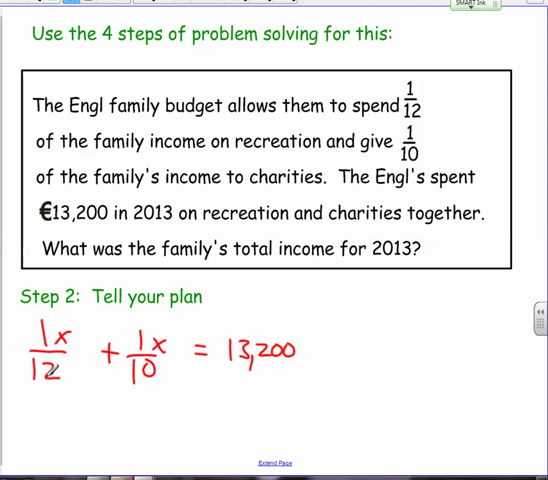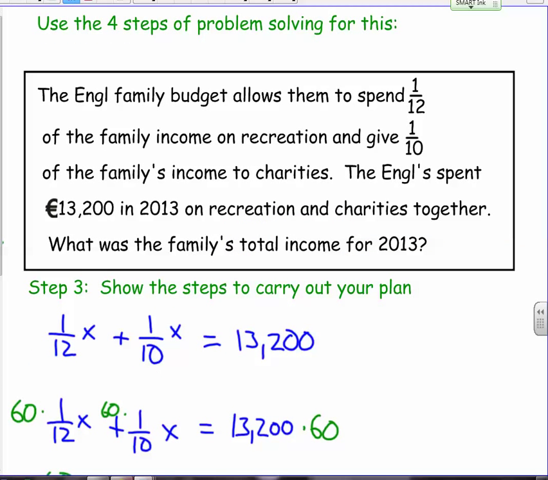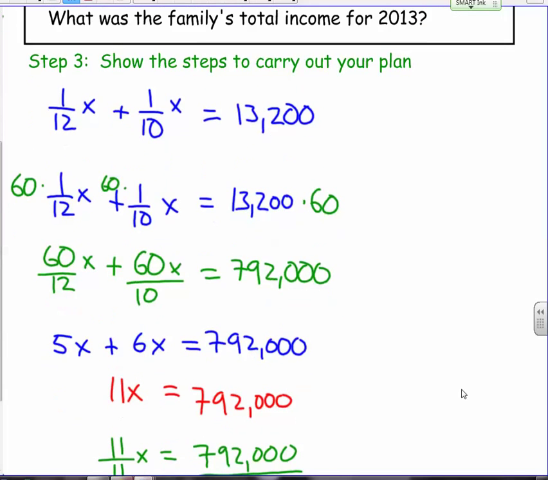So we have 1/12 of the total. Let x equal the total. The family's total income we're going to define as x. And then 1/12 of the total is recreation, plus 1/10 of the total is charity, and that equals that much money, 13,200 euro. And then you had to carry out your plan. So you want to find, again, the least common multiple of 12 and 10, and it's 60, and you must multiply every term by 60. So every single term by 60.